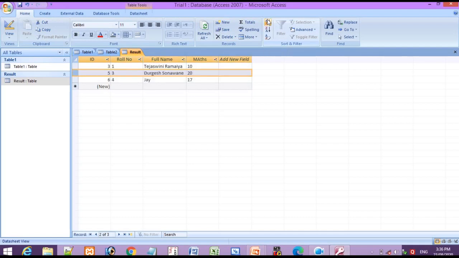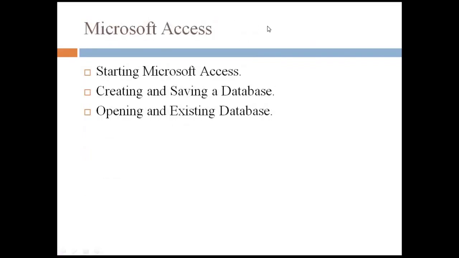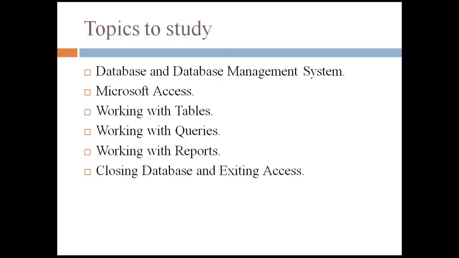Like here I have clicked ascending, so it is sorted in this form. If I do this, it is sorted in descending order. So in this way you can sort your data. You can sort your records within a table. So here we have completed the third point from the chapter, that is working with tables as well.